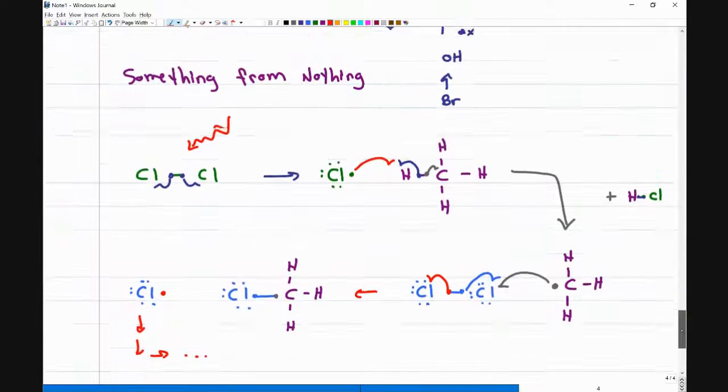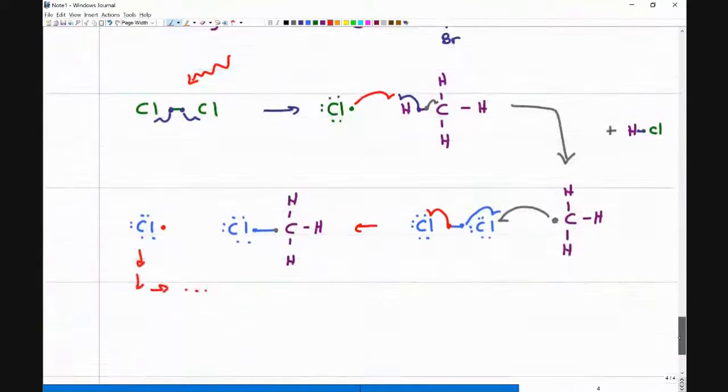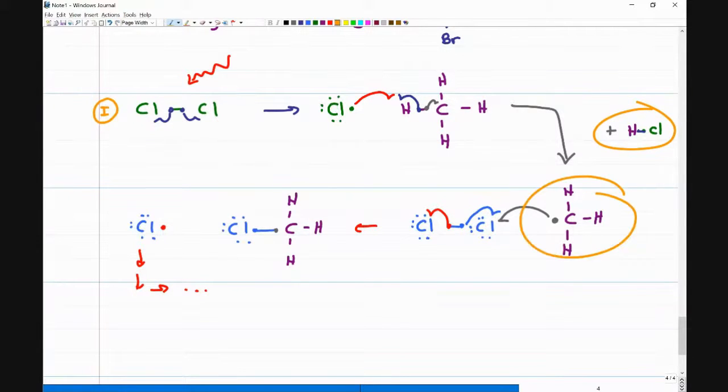So I want you to take a look at all the steps that happened here. The first step was a neutral, non-radical molecule that we broke apart. This is an initiation step. Once we had the radical, it attacked a molecule to give me a molecule and a radical. So that means this step right here, I'll put it over the arrow. So this step right here was initiation.